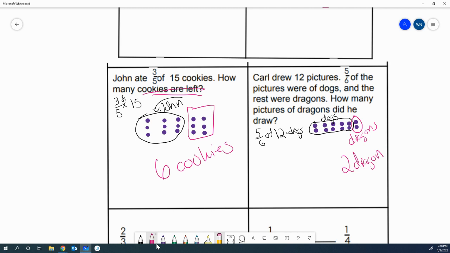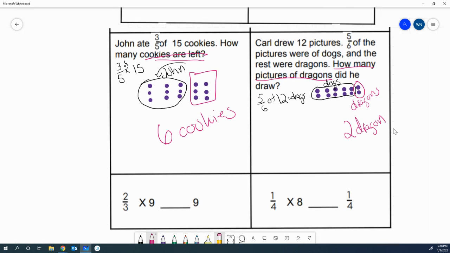If you got 2, 4, 6, 8, 10, that means that you didn't read the question. You have to read the question really super carefully. But you were really close, and that's always good too. Now these last ones, you're probably thinking, Miss Wilson, what in the world is that?